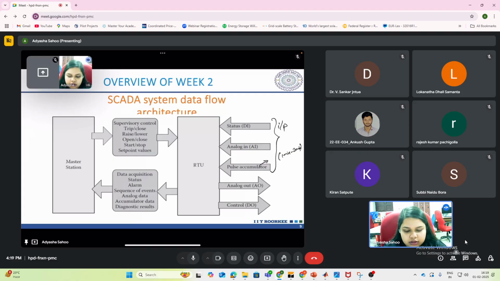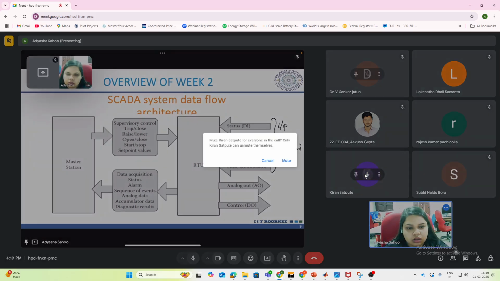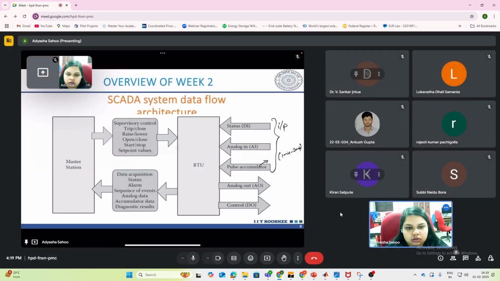where maybe the data processing and the data translation will take place, and this will be given to the master station. Then the master station will take the decision whether you have to close or open the circuit, or start or stop something, or change the set point values of something. And this information will then be communicated back to the field devices through the RTUs.